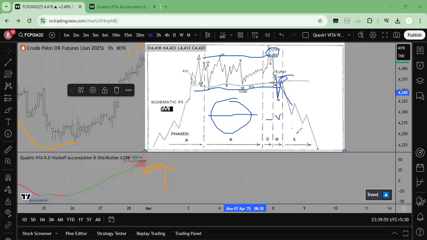And then the price coming downwards, which is the markdown phase, is normally also called a downtrend in today's era. So this is what a normal distribution schematic would look like.